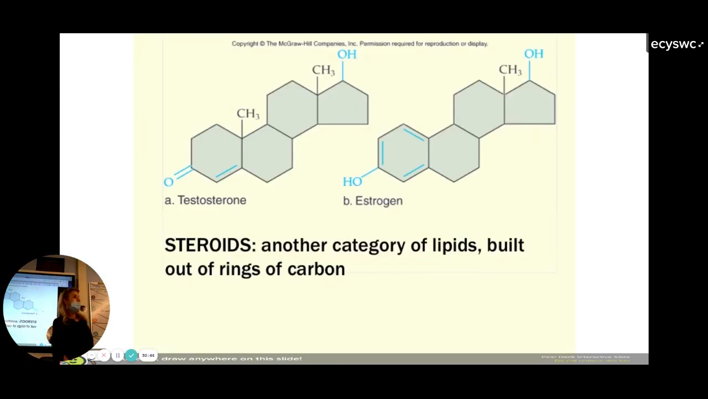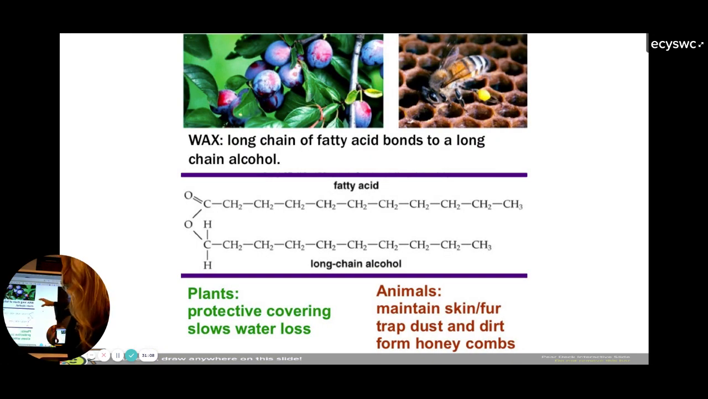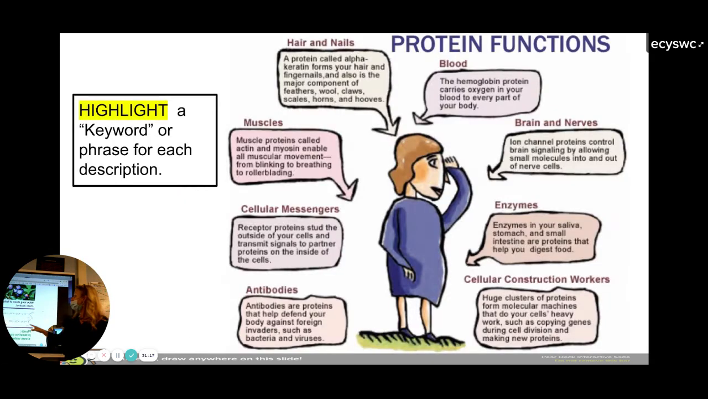Are steroids in cell membranes? Yes, they are. What is it? Cholesterol in animals, not plant cells, right? And it helps with the what of the cell membrane? Fluidity. Good. Are carbohydrates in cell membranes? Yes. What are they called? Glycolipids and glycoproteins. Okay, good. See? And then we talked a little bit about waxes. That's also a modification of fatty acid with a long chain alcohol. Proteins. We talked about all the many functions.